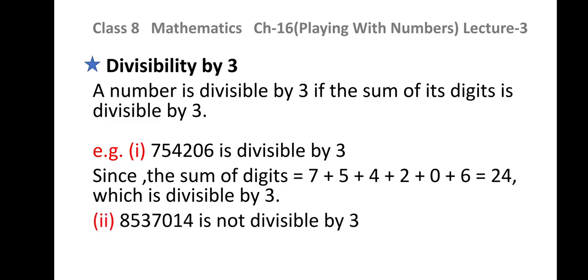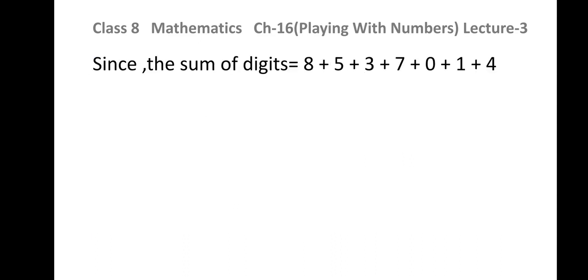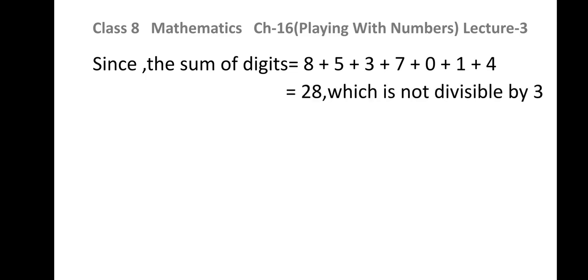Let us take another example. This is the number given to you and you need to check whether this number is divisible by 3 or not. So as the rule says, we need to take the sum of the digits. So taking the sum of the digits, you will be adding 8 plus 5 plus 3 plus 7 plus 0 plus 1 plus 4. So what will be the sum? 28, which is not divisible by 3. So we can say the given number is not divisible by 3. So divisibility rule of 2 and 3 are very easy and I hope you must have understood.